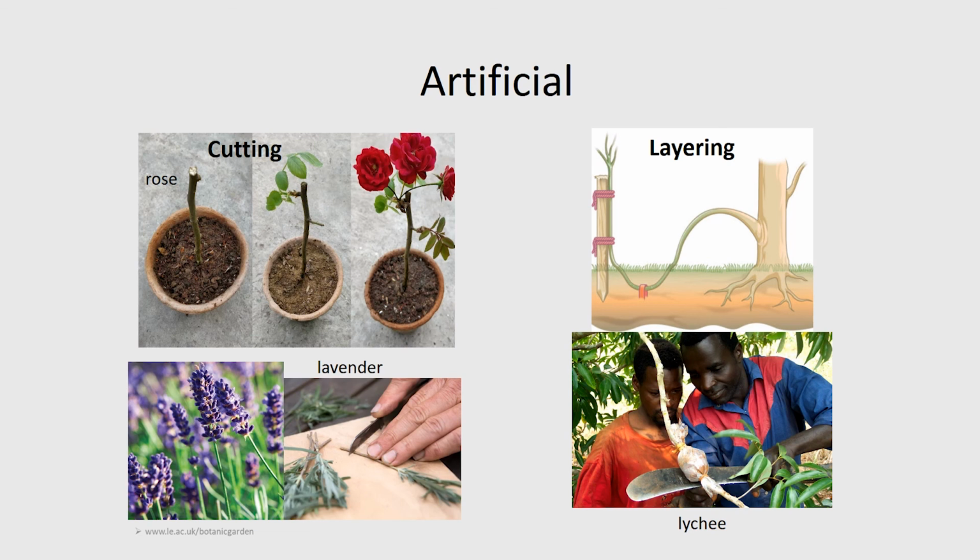The men pictured have put hormone rooting powder into a bag round a lychee tree branch. Once the roots have formed, this can then be grown as a new lychee plant.